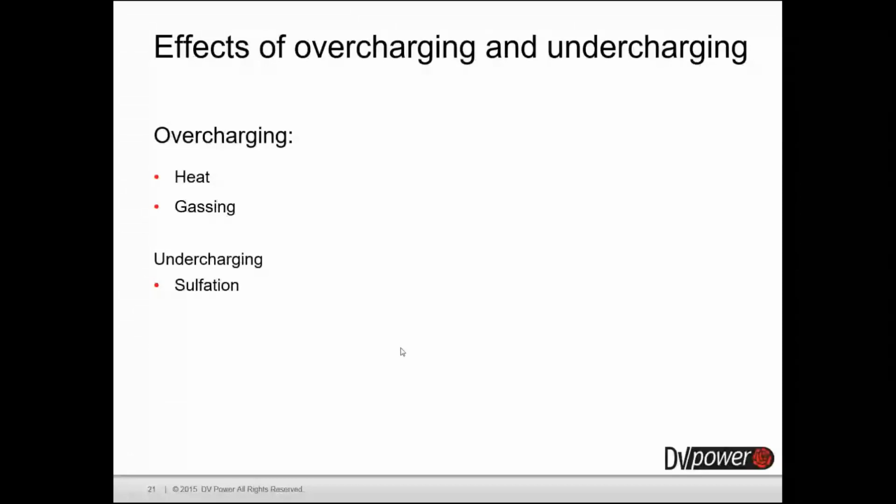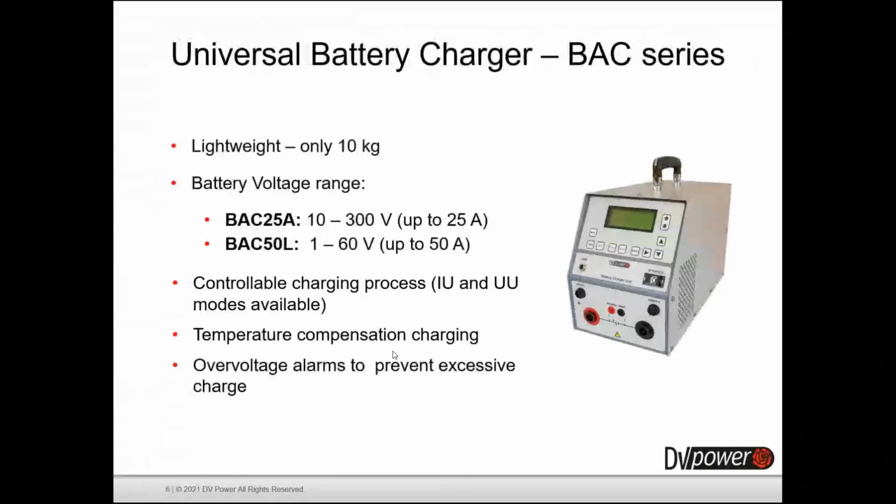While speaking about DV Power products, we have our battery charger series. We call them the BAC series. We have two models, BAC 25A and BAC 50L. They are lightweight, only 10 kilos. BAC 25A can charge batteries from 10 up to 300 volts with a current up to 25 amps. And BAC 50L can charge batteries from 1 up to 60 volts with a current up to 50 amps.